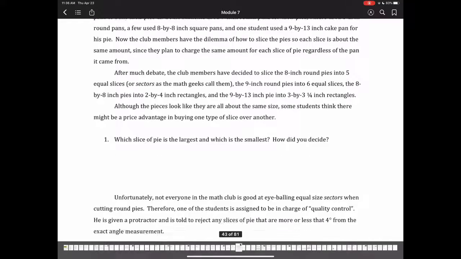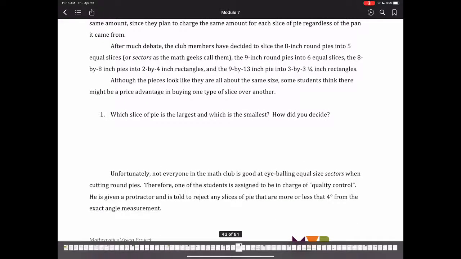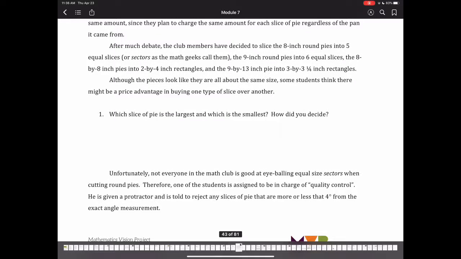Well, in order to do this, we need to find each of the areas of the pie, right? So that's how we'll decide, is we'll find each area. And in order to do that, we need to find the area of the entire circles. It's interesting. The rectangular slices, we'll be able to find their areas just by multiplying base times the height, but the circular traditional pie slices, we won't be able to do that.